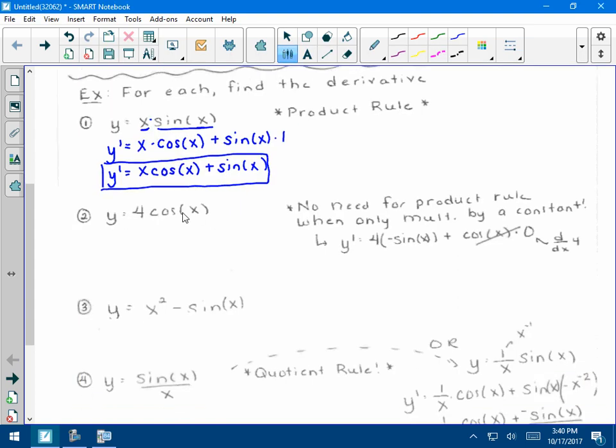Y equals 4 cosine of x. Now you actually don't need product rule if there's no variable. So 4 is just a constant. And we did do a rule a while back where the derivative of a constant times a function is just the derivative of that function times the constant. So that 4 just stays multiplied out in front, and then I take the derivative of cosine, which is negative sine of x. So multiplying that, I get y prime equals negative 4 sine of x.